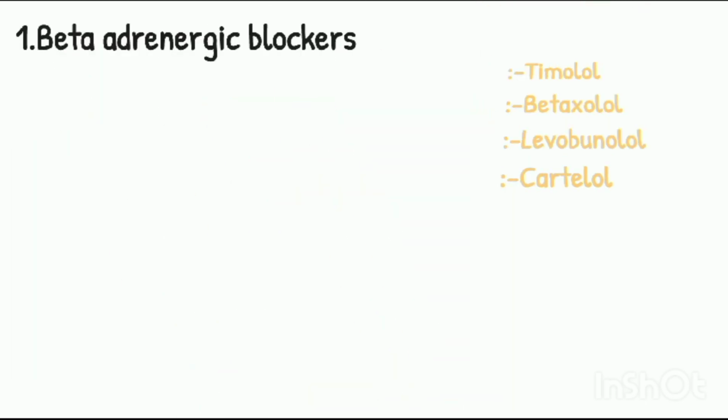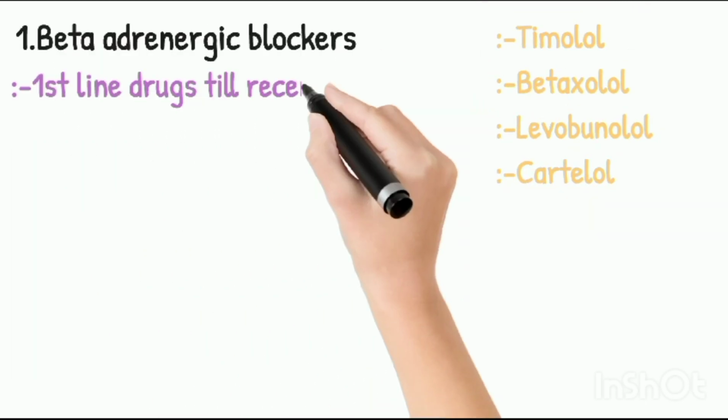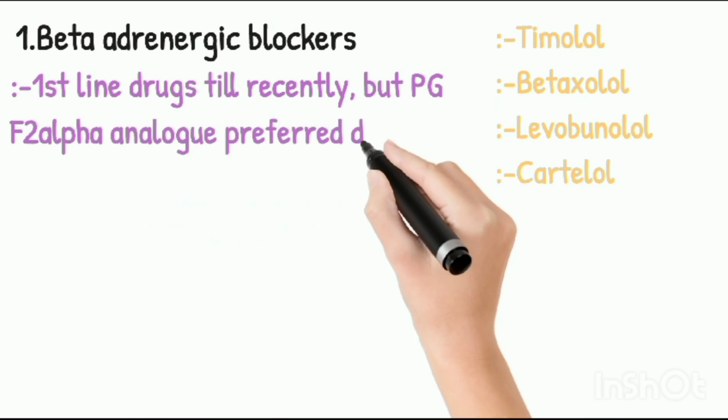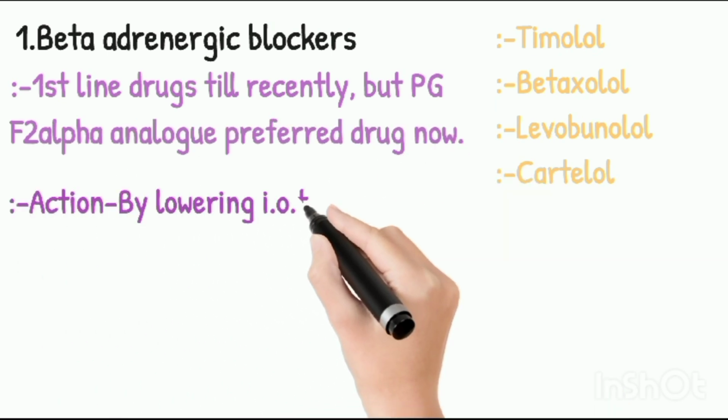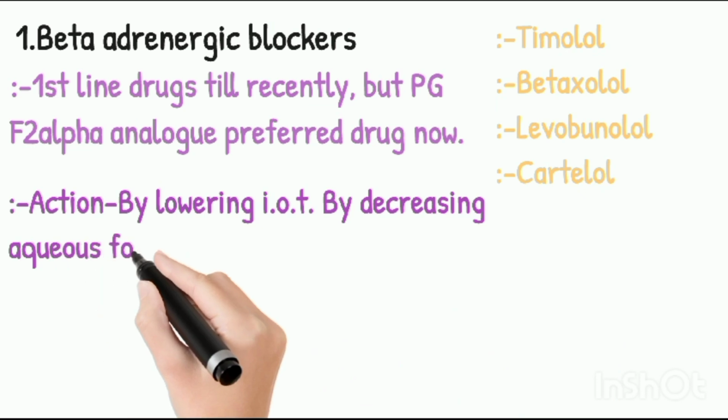Now beta adrenergic blockers, examples like timolol, betaxolol, levobunolol, carteolol. First line drug till recently, but prostaglandin F2 alpha analog is the preferred drug now. Action is by lowering intraocular tension by decreasing aqueous formation.